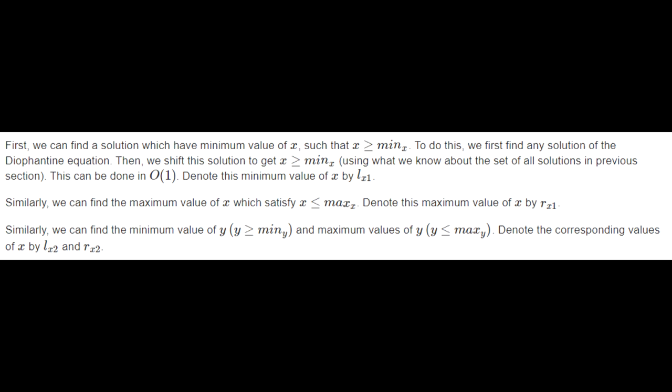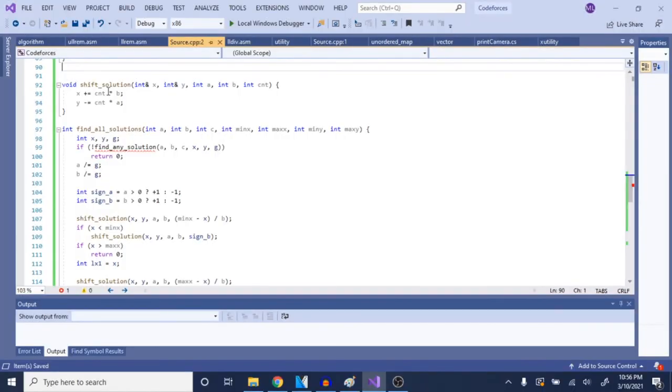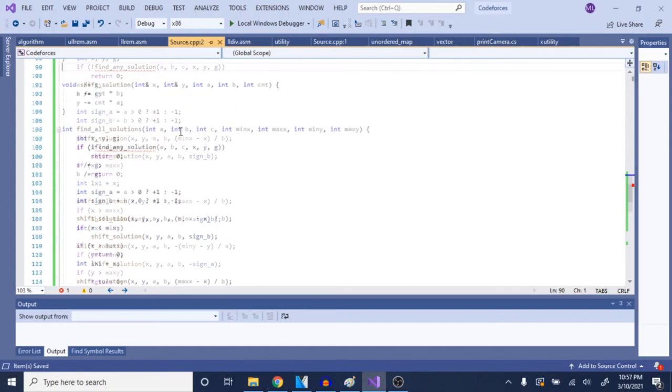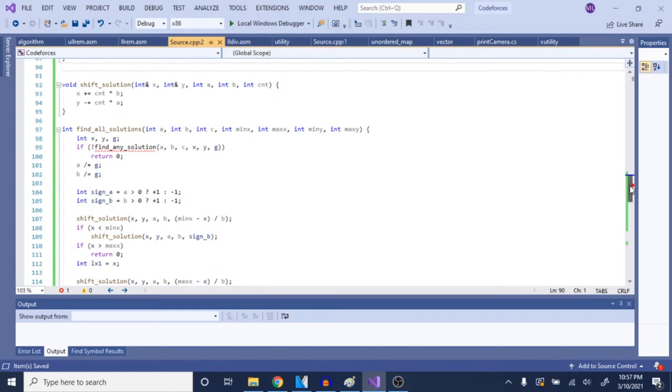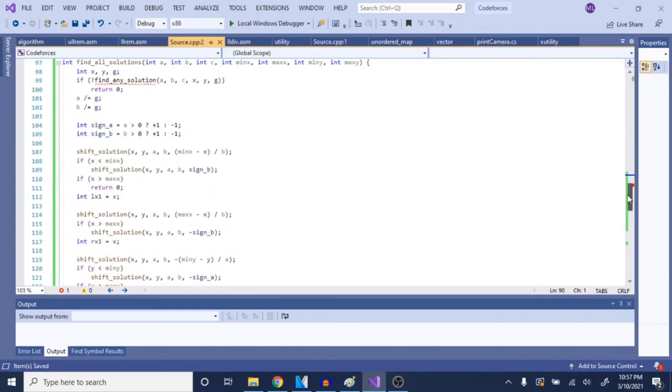And yeah, basically the code is pretty long, but it looks something like this. Solution is just going to shift the x and y by a certain value of count. So it adds this count times b to x and then subtracts count times a from y. So now we're in the function find all solutions. Here we're given a, b, and c, and now we have the min x, min y, max y.